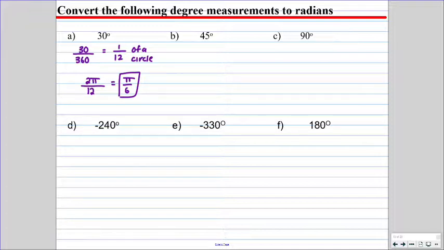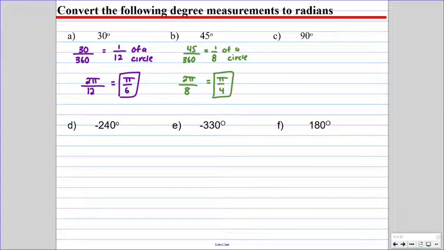I'm just giving you a different way to think about this before I actually give you an equation that converts easily. If we look at 45 degrees, well, 45 degrees out of an entire circle is 1/8 of a circle. So go back to what we just did. I know a full circle is 2 pi radians. If I divide that by 8 and simplify, 45 degrees is pi over 4 radians. All right, I'm going to let you do C in a minute.